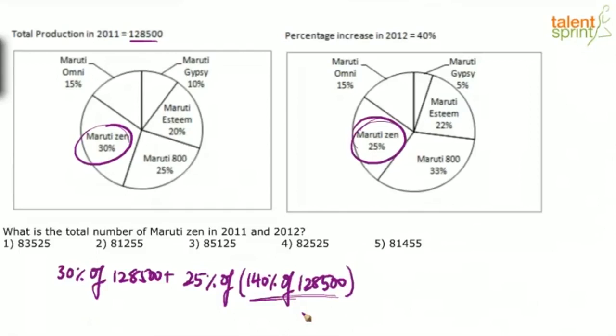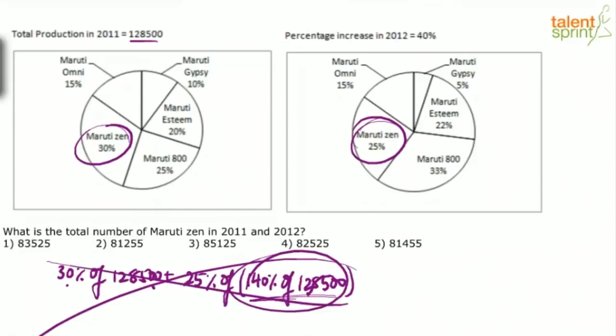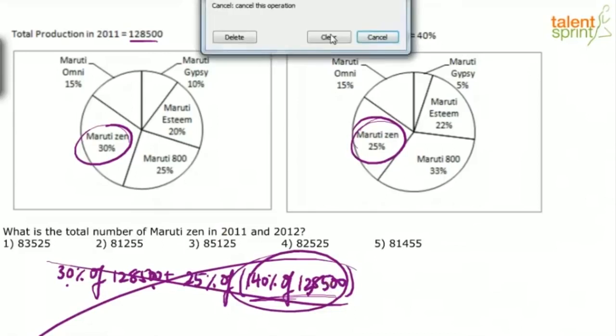Now what is important is how do you simplify these things? If you start finding out what is 140% of this and then take 25% of that value and add it to 30% of this value, you are wasting your time. What will a smart person do? He will take 1,28,500 common.